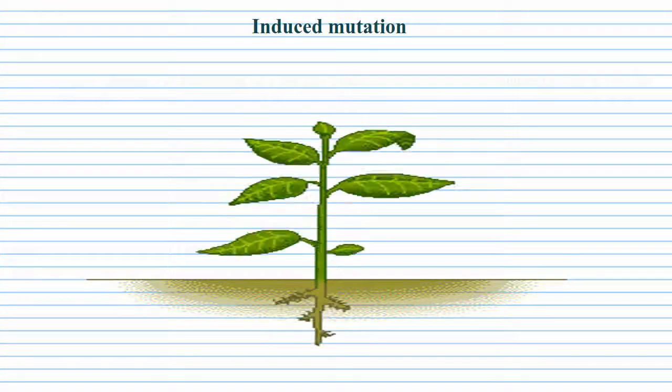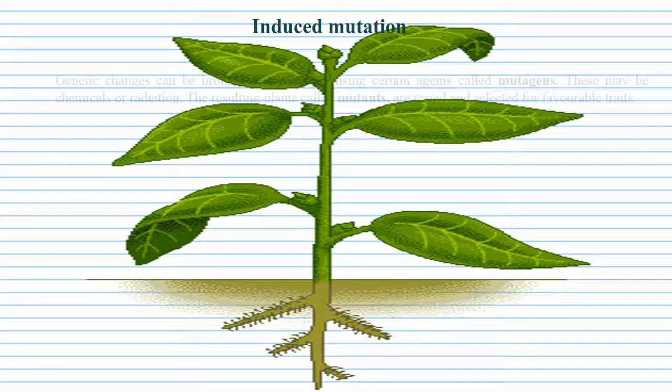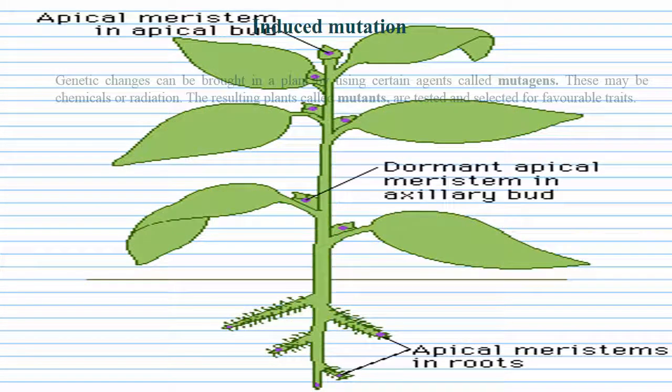Induced mutation. Genetic changes can be brought in a plant by using certain agents called mutagens. These may be chemicals or radiation. The resulting plants called mutants are tested and selected for favorable traits.